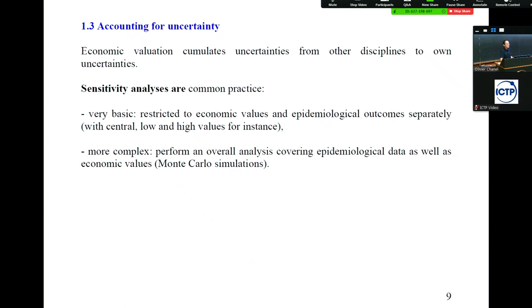One is to do it separately on the economic values chosen and on the epidemiologic outcomes, and the best way to do, but it requires more work, is to perform an overall analysis that is going to cover both the epidemiologic data and the economic value, a Monte Carlo simulation type approach, where you assume some distribution for the epidemiologic part and for the economic distribution of cost, and you draw several times to have the whole distribution.